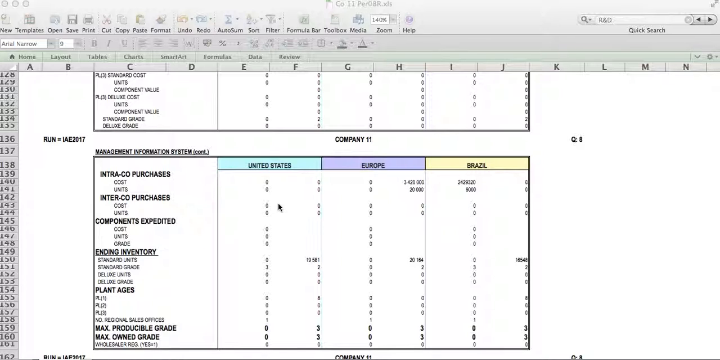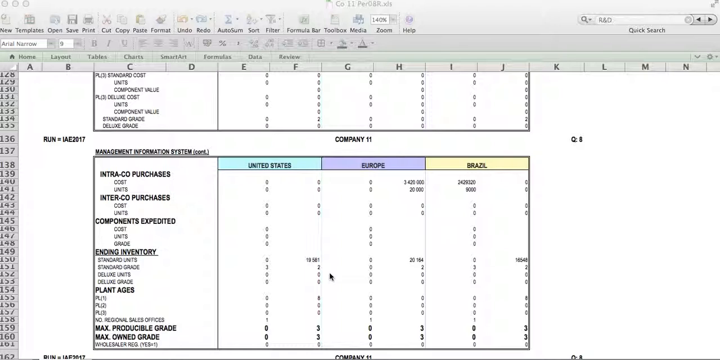Then intercompany purchases, there are none, otherwise they would be registered in this area. Components expedited, that doesn't apply in this particular simulation that we play. So don't look at this section. And then ending inventory, which is a very important table. The ending inventory is the ending inventory at the end of the quarter 8 in this case.